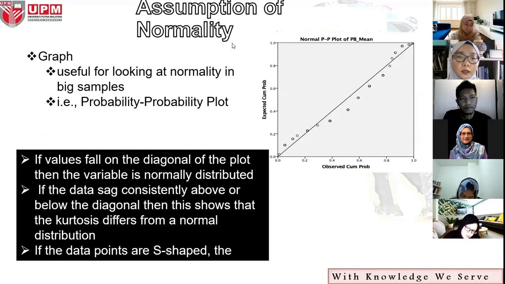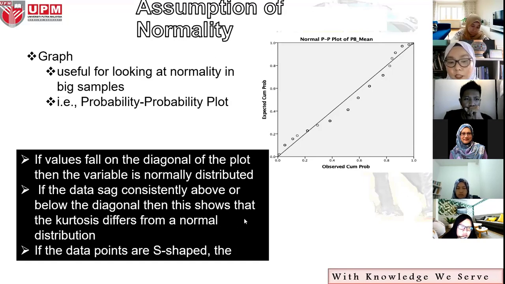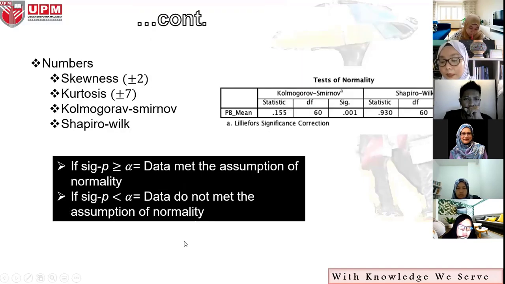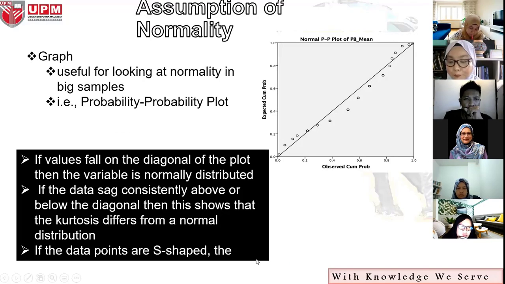So to support the assumption of normality, you can use graphs, which are useful for looking at normality in big samples. So you can use the PP plot. You can take advantage of the PP plot if you have large samples, for example 300 and above. If values fall along the diagonal of the plot, then the variable is normally distributed. If the data set is consistently above or below the diagonal, then this shows that the kurtosis differs from a normal distribution. If the data points are S-shaped, then the data are non-normal.